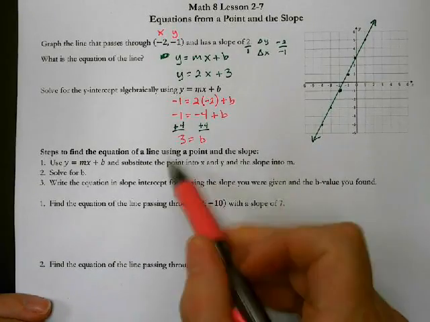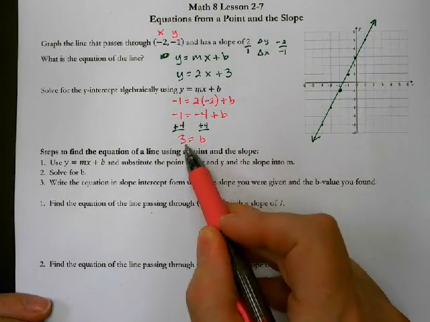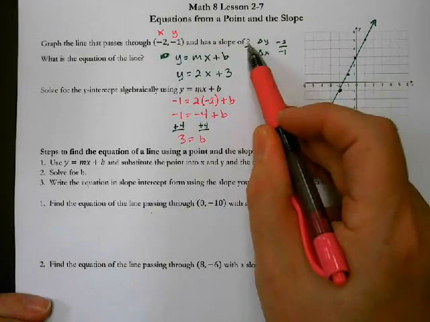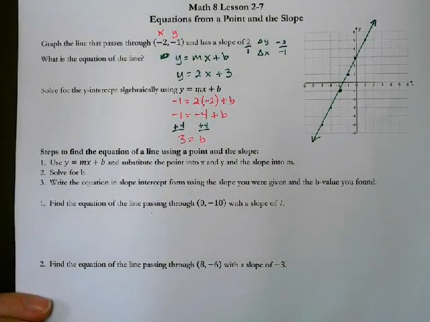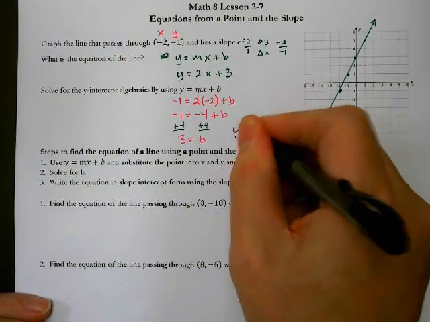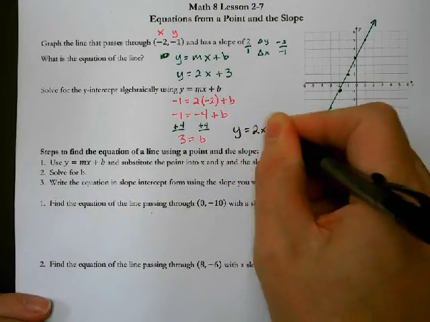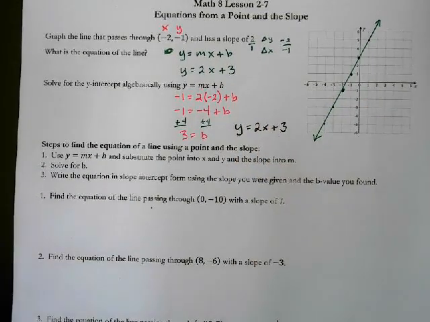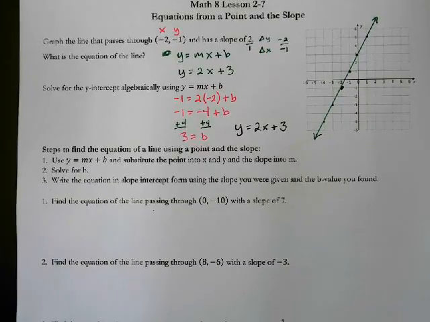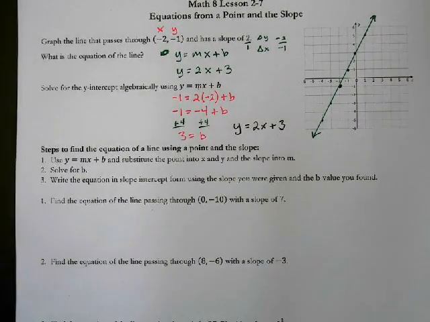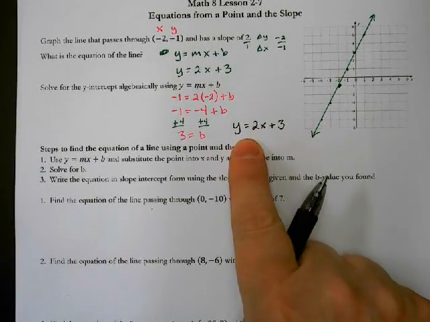So now that I know that the b value is 3, and they told me earlier that the m value was 2, my equation is still y equals 2x plus 3. But I solved it without ever having to graph. And that's the direction we're going to go today: how do we solve it without ever having to graph.